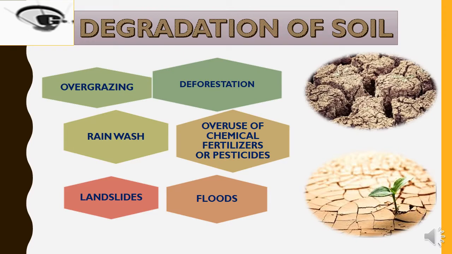So children, in this slide we will be discussing the factors which lead to degradation of soil. Soil erosion and depletion are the major threats to soil. Both human as well as natural factors can lead to degradation of soil. Now, the factors which are basically responsible for the degradation of soil are deforestation, overgrazing, rainwash, overuse of chemical fertilizers or pesticides, landslides, and last is floods.